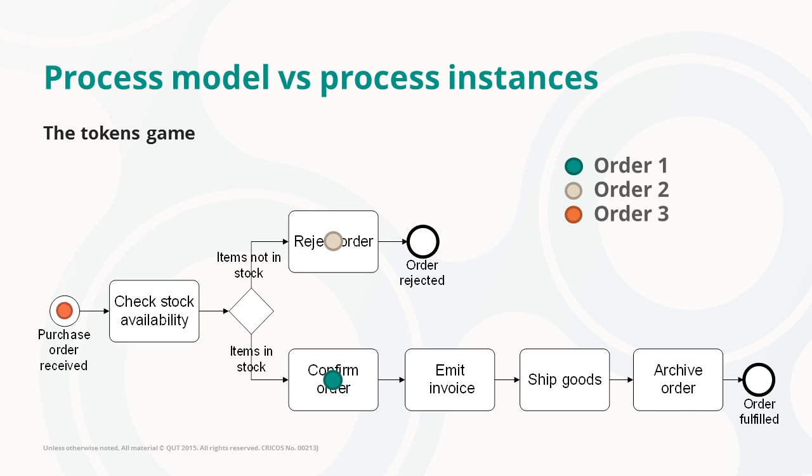So we may receive yet another order, say order number 3, and as we check stock availability for that order, the other tokens, so the other corresponding process instances, that for order 1 and that for order 2, keep going until they reach an end event. So once we reach the end event, it destroys the token, meaning that the instance is being completed.